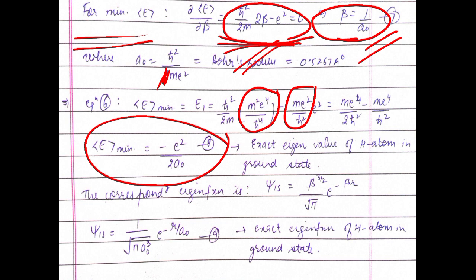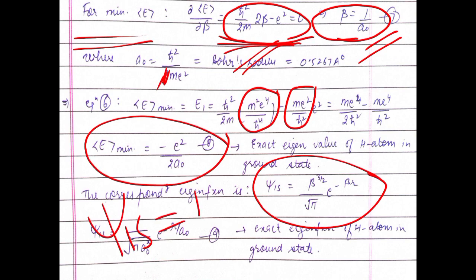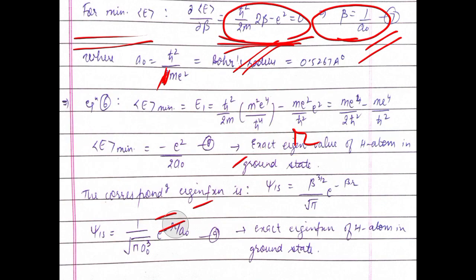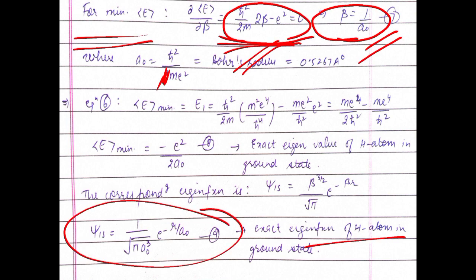Now corresponding to this eigenvalue, we have the wave function psi 1s. We have used the trial wave function psi 1s equal to a e raised to power minus beta r. Now we will put the values of a and beta in this trial wave function, and we will get the exact eigenfunction of the hydrogen atom, which is given by equation number 9. So this was the result which was required to be concluded in this video.